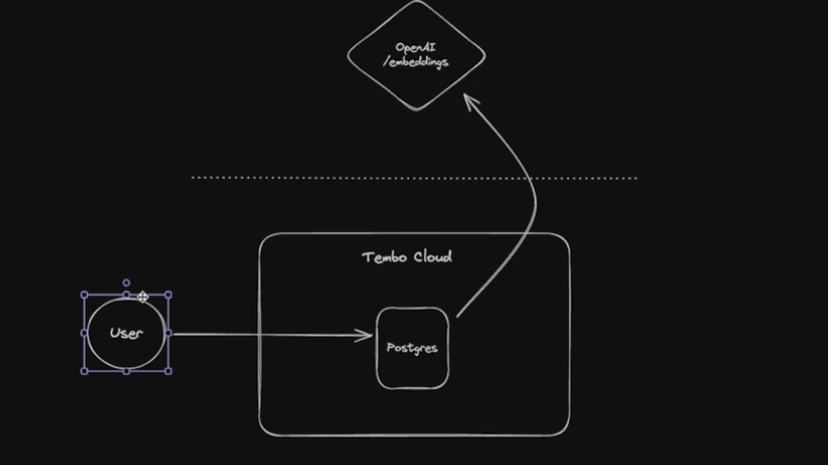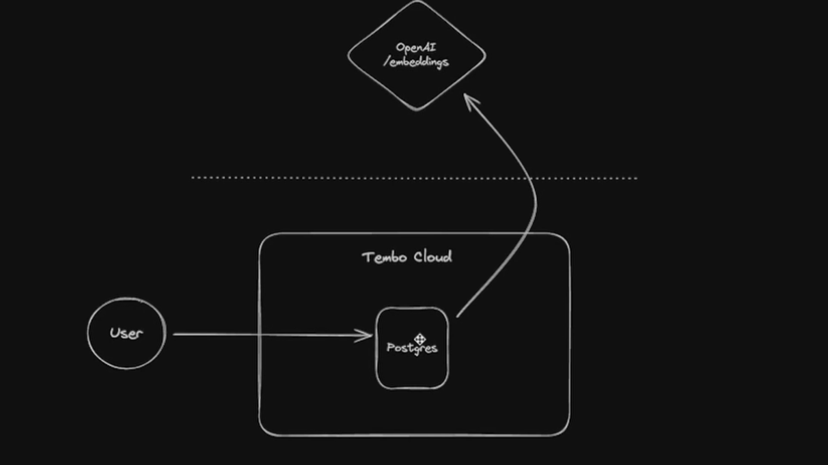I have a user. That user can then make a request or a query to Postgres. Then Postgres will go out and hit the public OpenAI embeddings endpoint over the network. Now, what if I don't want my data to leave the confines of Postgres and my Tembo account?